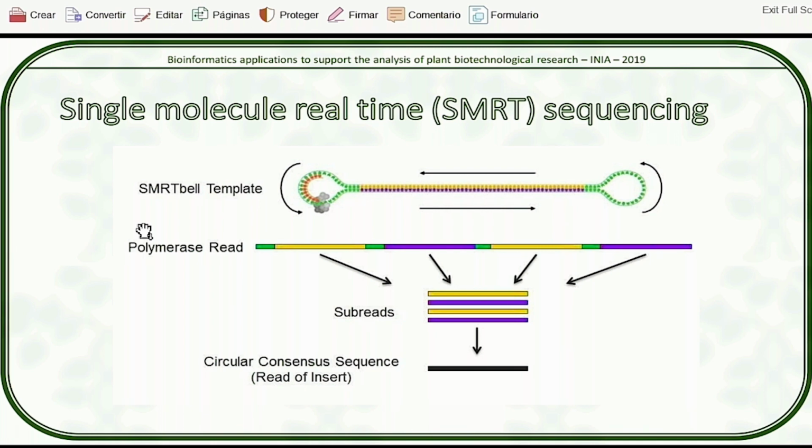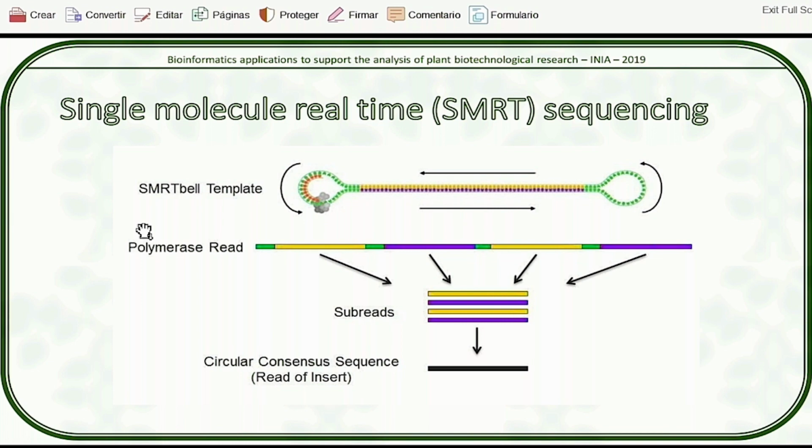Even though this area here comes from an originally double-stranded DNA, they've made these adapters, these hairpins, in such a way that during sequencing, each of the strands of the original template is going to be sequenced as if it was independent. Yeah, so you're going to have what they call circular subreads.